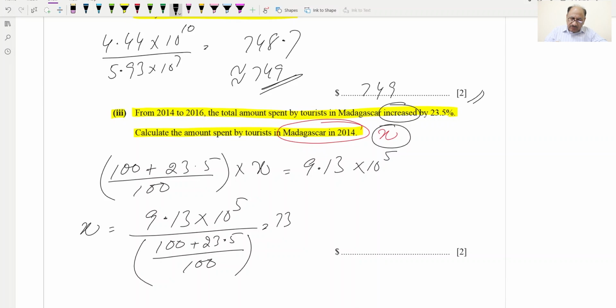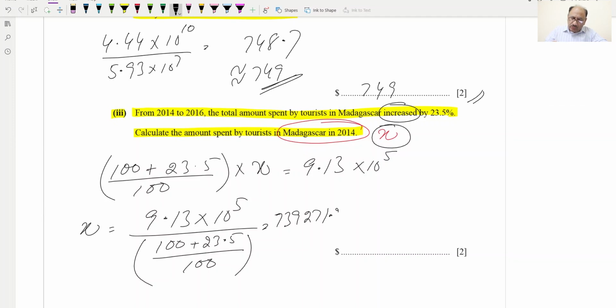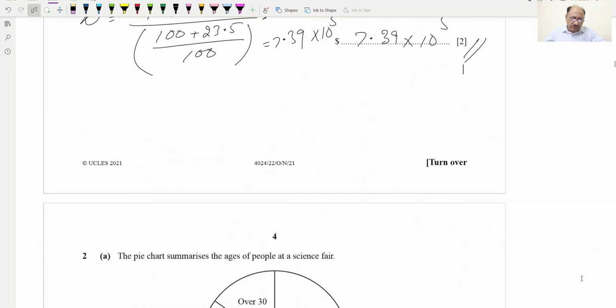739271.2551. So we can shift the decimal after the first non-zero number, and it will be 7.39 up to 2 dp, times 10 raised to the power, we are taking 1, 2, 3, 4, 5 jumps, so 10 raised to the power 5. So we can write 7.39 times 10 raised to the power 5. This will be the answer for this 2-mark question.